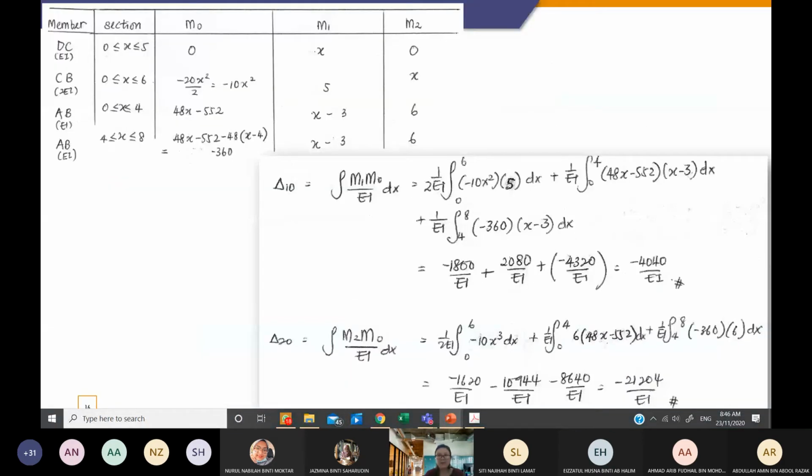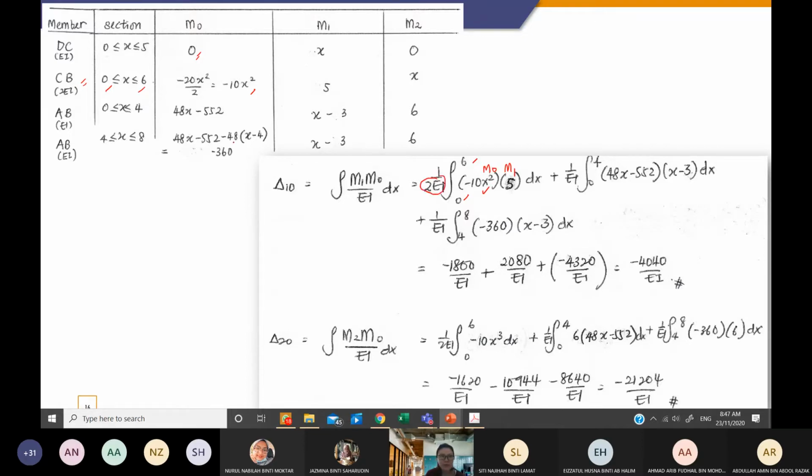So let's try. DC will not give you any result because your M naught is 0. But CB will give you a result. Let's try on CB. The range is from 0 to 6. You need to put in 0 to 6 properly. And then M naught is negative 10x squared. So you put in M naught, and this is M1 for the range CB.